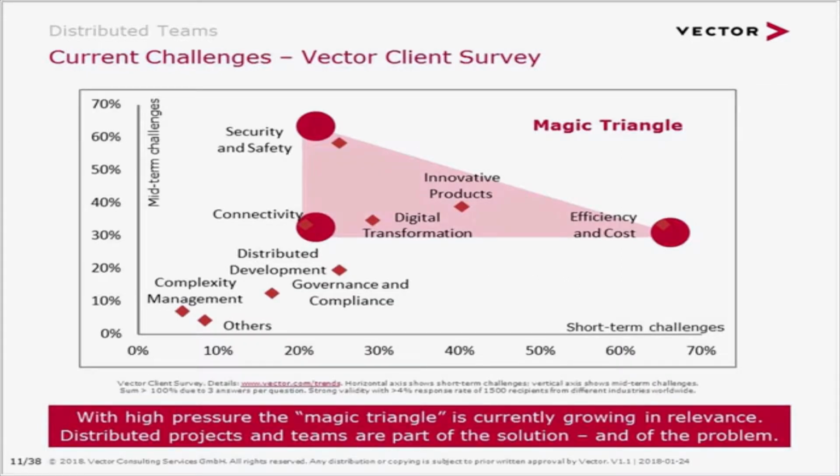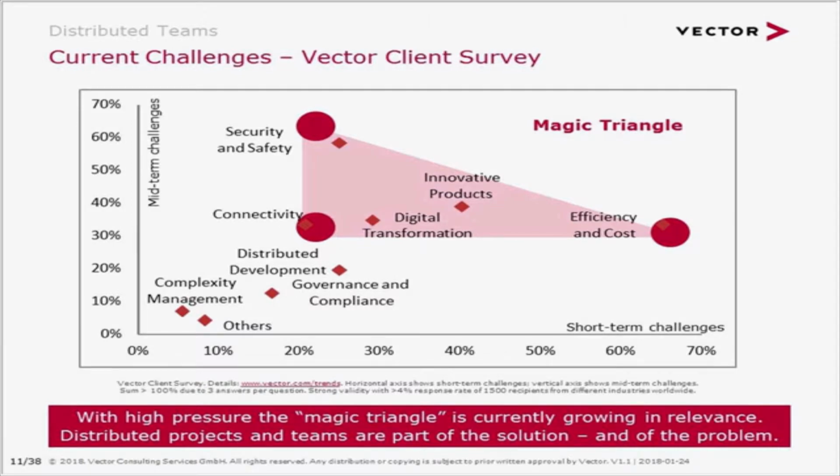Let me get started with what we all know from university and from school, which is what in project management is called the magic triangle. Now, the interesting part here is that this is from a very recent client survey, which we did over the past year. And what we can see from customers in very different industry domains is that there are 3 poles.